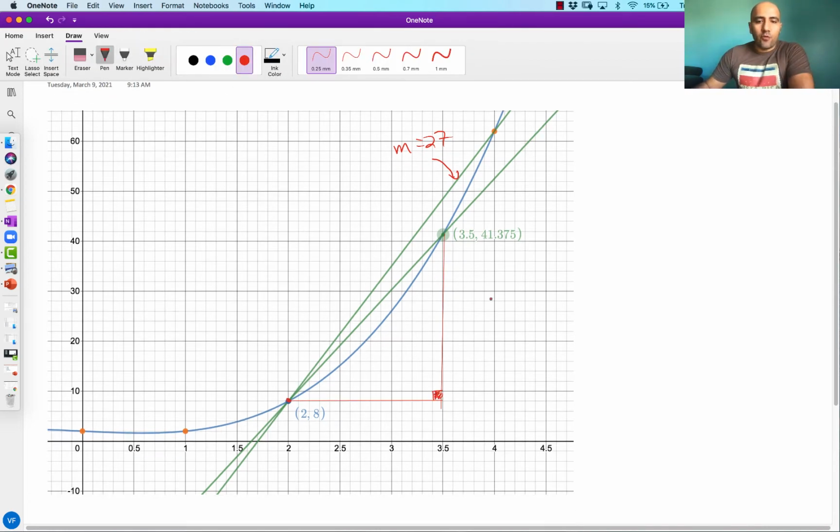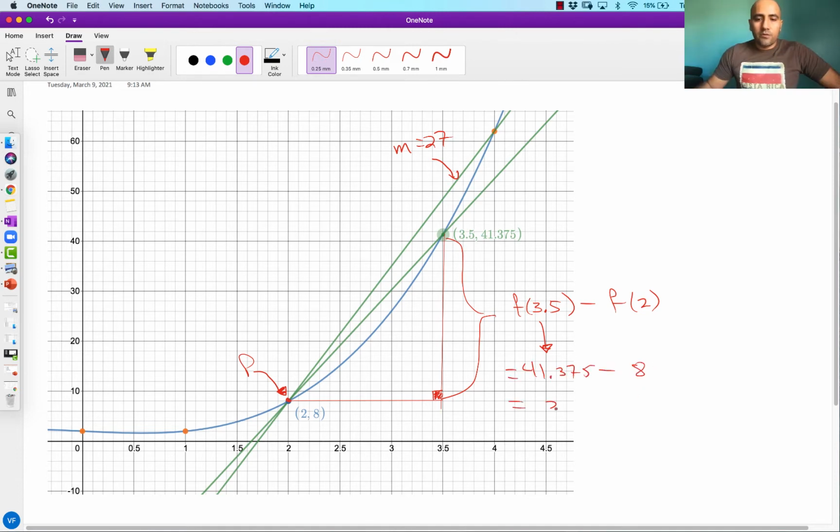We can create the triangle that's formed underneath. If we want to find this, it's f of 3.5 minus f of 2. Keep your eye on the ball. The book calls this point P, the one we're interested in, for describing what's happening at this point. From our Desmos graph, the output is this decimal, so that's 41.375 minus 8, which equals 33.375. This is the change in the y direction. And in this direction, it's 3.5 minus 2, which is equal to 1.5.